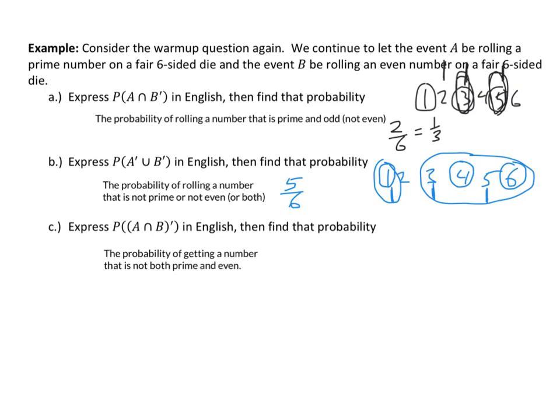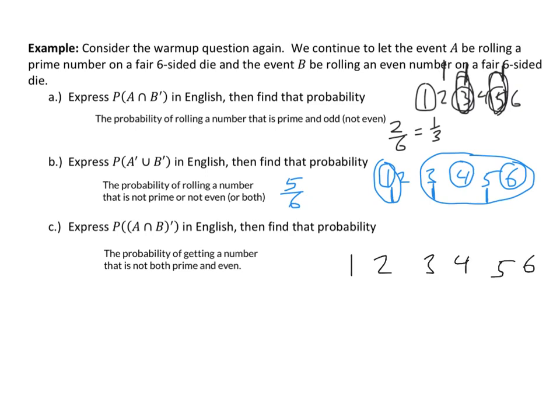So the idea here is that we're working with a complement of a compound probability. So the compound probability is this idea of being A and B, so being prime and even. And then this is saying we want the probability of that not happening. So we will have the probability of getting a number that is not both prime and even. To find the probability of this thing, I'm going to go to my sample space again.